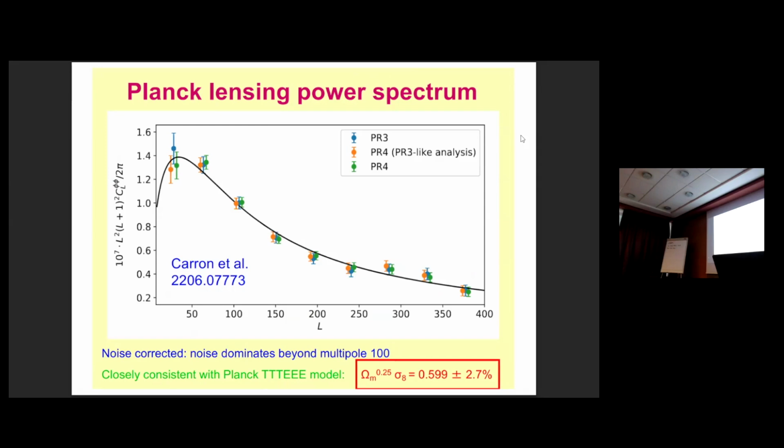The line is the prediction that you would make just from fitting the temperature and polarization data of the CMB. So it agrees beautifully. And it gives us a fiducial combination. This is worth noting. Obviously, we learn principally about sigma 8, the normalization of fluctuations. There's a density dependent weighting of that with a quite weak dependence, omega matter to the 0.25.